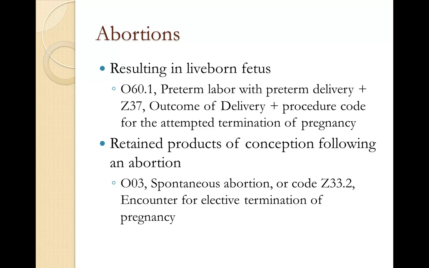In terms of abortions, just a quick note here, I realized I didn't have this for terminology. A miscarriage, kind of the synonymous term here, is spontaneous abortion. That'll come up on one of your practice coding questions. If an abortion results in a live-born fetus, we still use that preterm labor code. Now it's O60.1. Then you would still have your outcome of delivery code, and then of course your procedure code in terms of any sort of termination of that pregnancy. If there are retained products of conception following an abortion, we have that spontaneous abortion code, or if they're coming in for elective termination of the pregnancy.